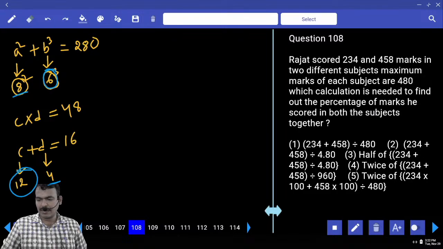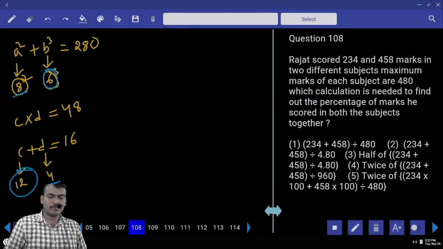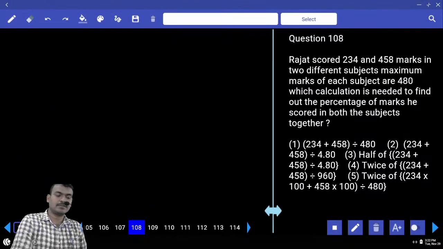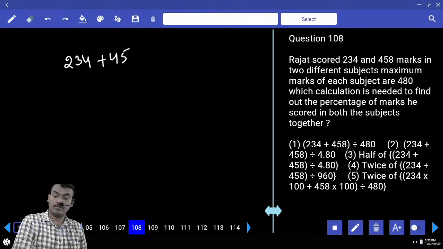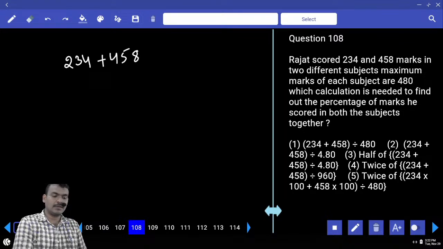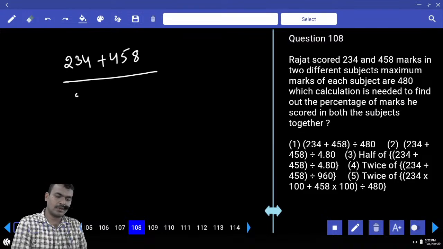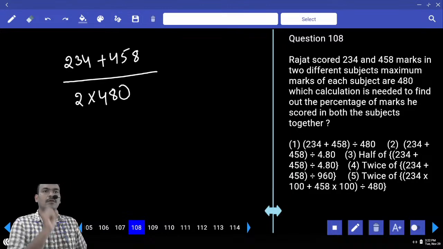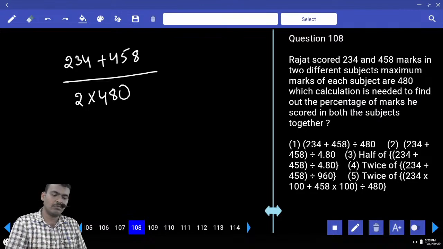480. Which calculation is needed to find out the percentage of marks he scored in both the subjects together or not? Okay. First subject how many marks are getting? 234. Second subject 458. But each subject total marks 480. 2 subjects total marks 2 into 480 or not? Yes or no? What is the numerator? Received marks or not? Denominator? Total marks. Received marks by total marks into 100.